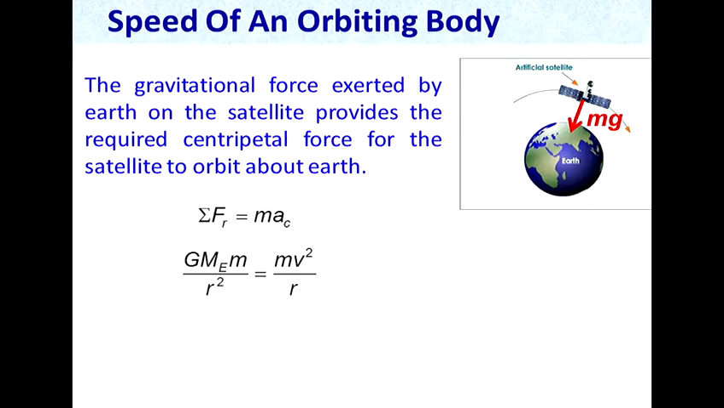For the centripetal acceleration a c, there are three forms you can take. You can choose v squared over r, r omega squared, or v omega. In this case, I'm interested in finding the speed of the orbiting body, so I will choose m v squared over r. I will not choose omega. I want the speed, not the angular velocity.